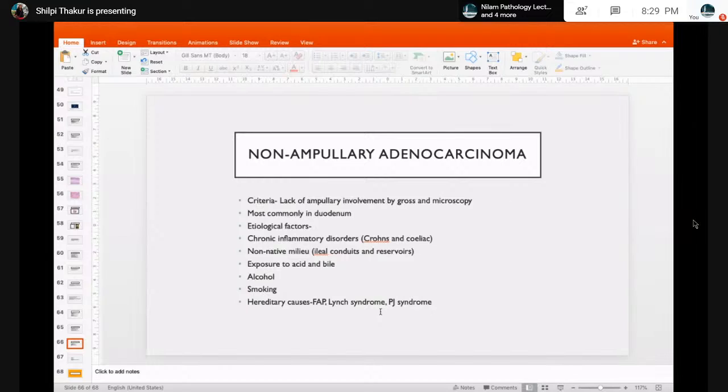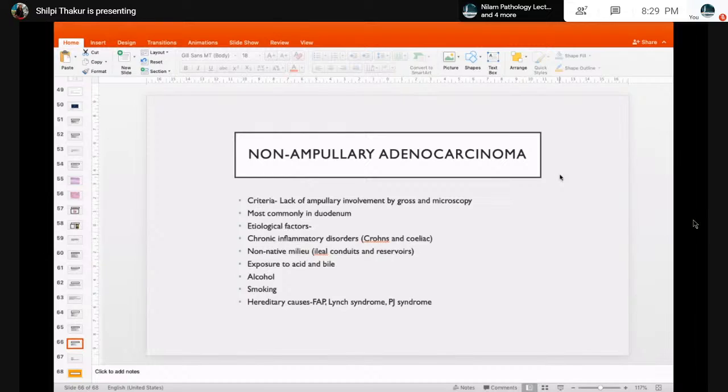So the most important criteria for definition is that it should lack the ampullary involvement, both by gross as well as microscopy. So it should not be involving the ampulla. That is how we are going to say it as a non-ampullary adenocarcinoma.